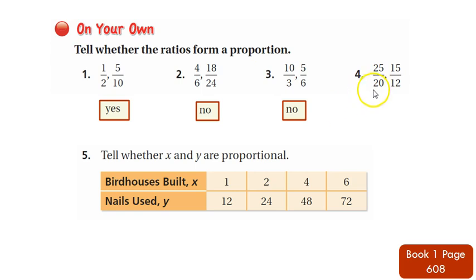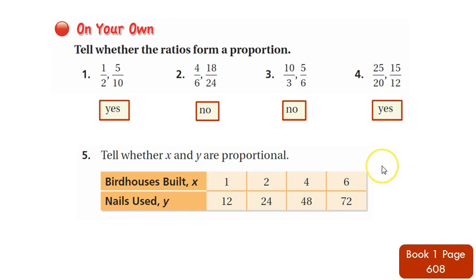Now for question number 4. Let's reduce these fractions to their simplest form. The first fraction, 25/20, can be reduced by a factor of 5. 25 divided by 5 and 20 divided by 5 is 5/4. The same thing can be done for 15/12 by dividing by 3. 15 divided by 3 is 5, and 12 divided by 3 is 4. 5/4 is equivalent to 5/4.